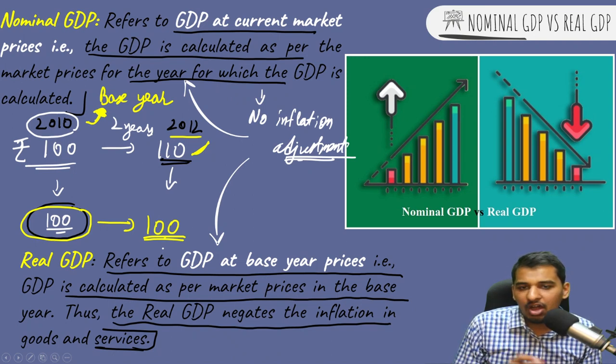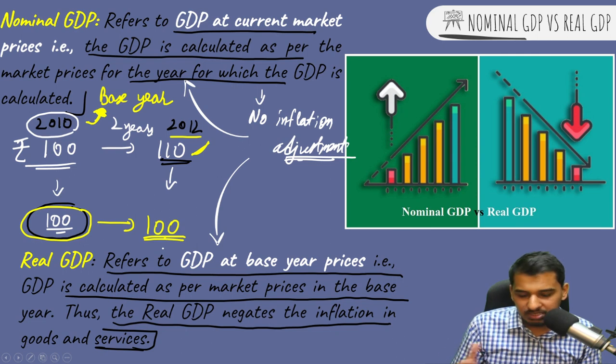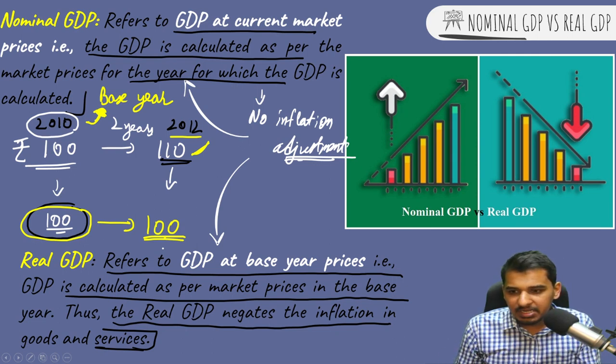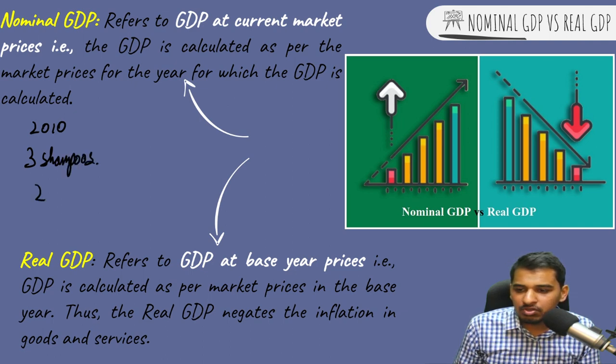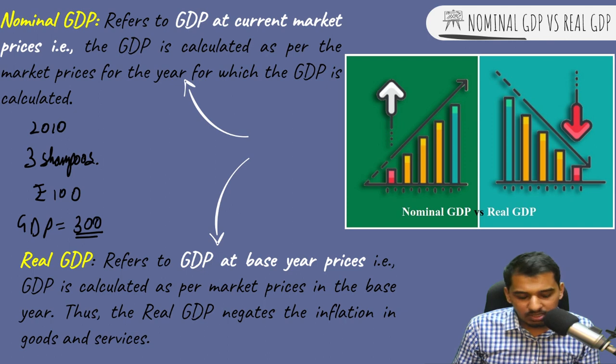You will just see how many goods are getting produced, and what their price was in the base year. So for better understanding, let me give you another example. Suppose there are 3 shampoos in 2010, our base year. 3 shampoos were produced. If each shampoo costs rupees 100, the GDP was 300 rupees in 2010.